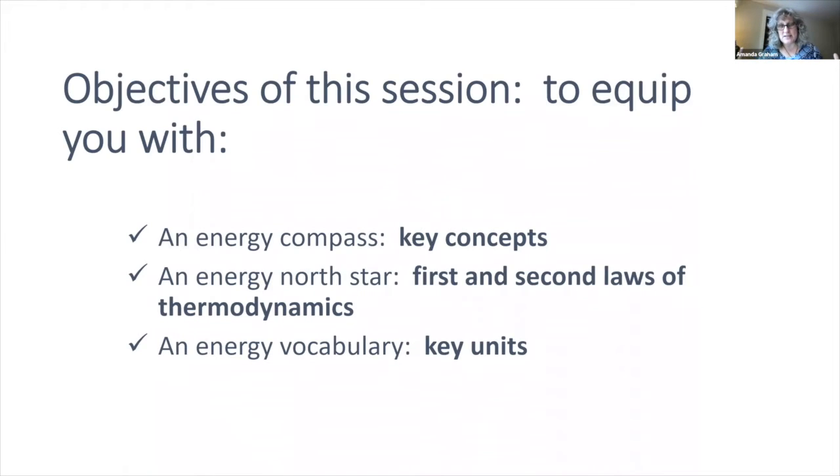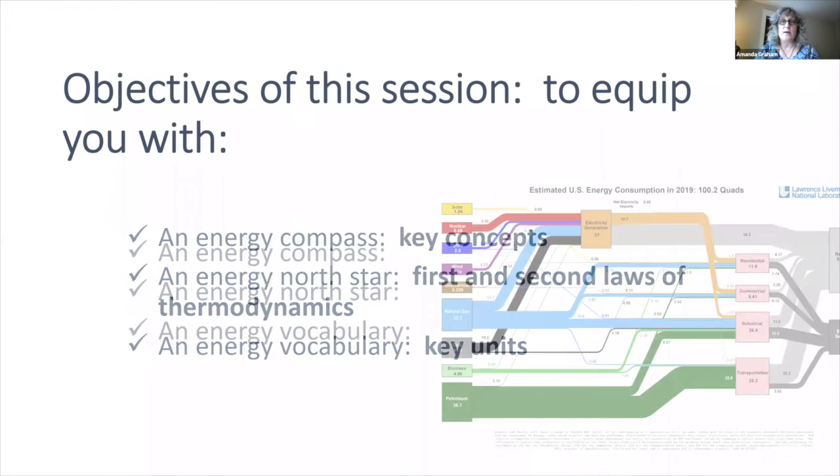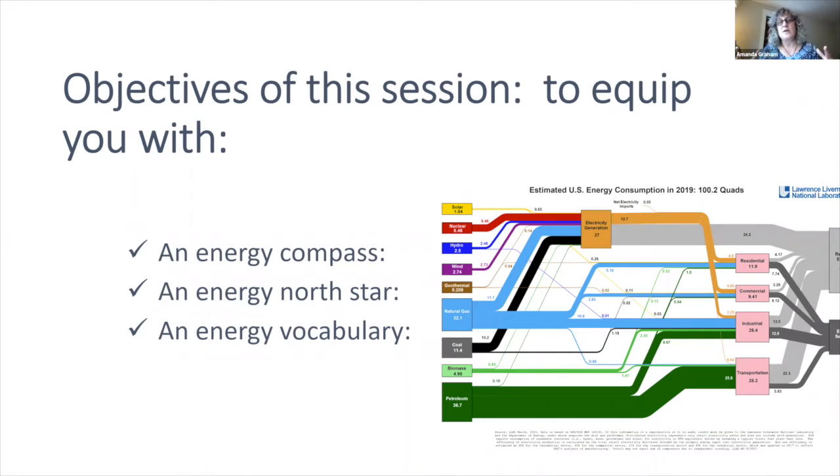And so what we're going to try to do in this session, actually, is equip you with a compass to help you to navigate through these oceans, a North Star to look up to as you're navigating, and with the vocabulary to help you move along in the mix. And so that compass is our key concepts of energy. Your North Star is the first and second laws of thermodynamics, and then your vocabulary are those key energy units that we'll work with. And we're going to do all of this in the context of the Lawrence Livermore National Labs Sankey diagram that we're working with in our Energy 101 series really closely.